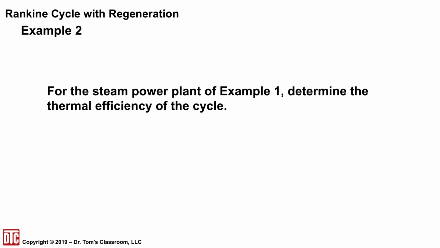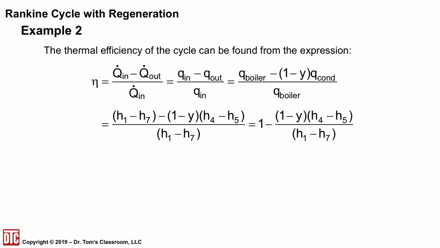Okay, example 2. For this steam power plant of example 1, let's determine the thermal efficiency of the cycle. Well, we can go through our thermal efficiency equation here and transition from the general Qin minus Qout over Qin, which you're given. Well, you can divide through by the m dots everywhere to get the heat transfer per unit mass, and the Qin is going to be the boiler, the Qout is going to be the condenser. Now the condenser is only going to see 1 minus y. Of course, the total is going through the boiler.